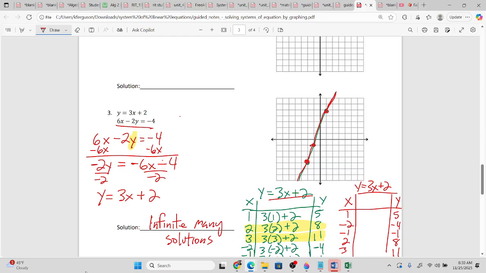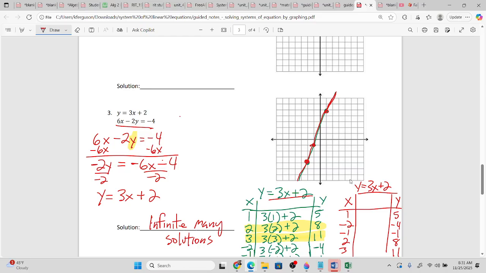There's too many to count. You could say infinite solutions. You could say infinity if you want to, but that's what that means. When I have two equations that when I break them down, they look exactly the same, then the answer to the problem is infinitely many. It's like, how many times do they touch? They touch an infinite amount because a line is just a group of infinite points.